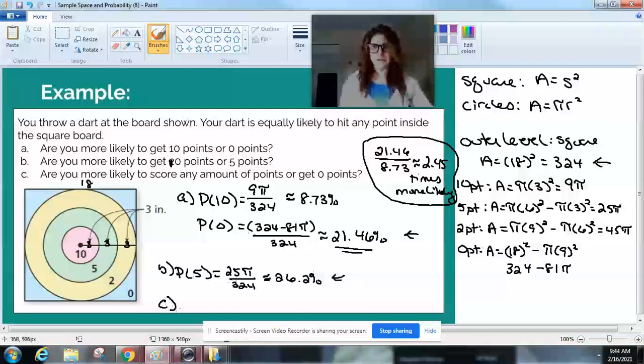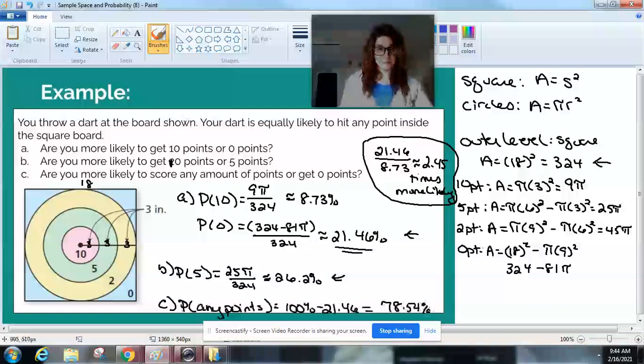And then part C, are you more likely to score any points or no points? So we already know the no points. The no points is 21.46%. So the probability to score any points, well, that's the complement of it. So I could take 100% and subtract 21.46 and get 78.54%, which makes it more likely for us to get points than it is to get no points. And again, that uses the complement, which we just talked about previously.